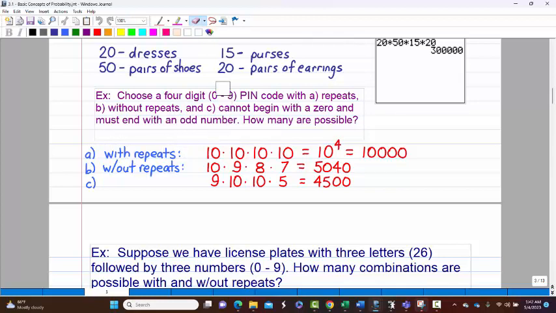With repeats, it means it can be any one of the 10 numbers the first time. Then 10 again, 10 again, 10 again. So it's 10 to the 4th. So that means there's 10,000 possible PIN codes.